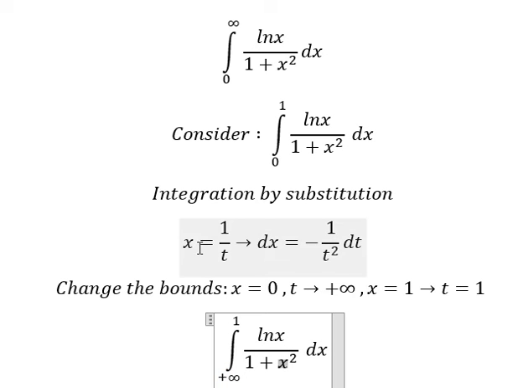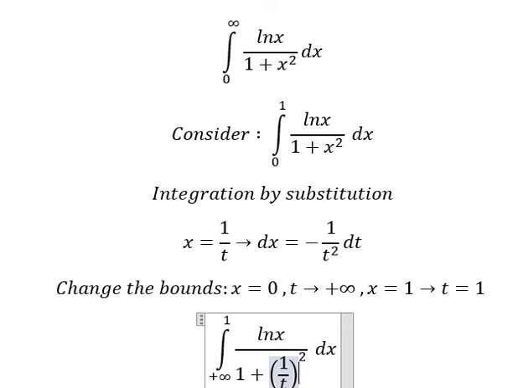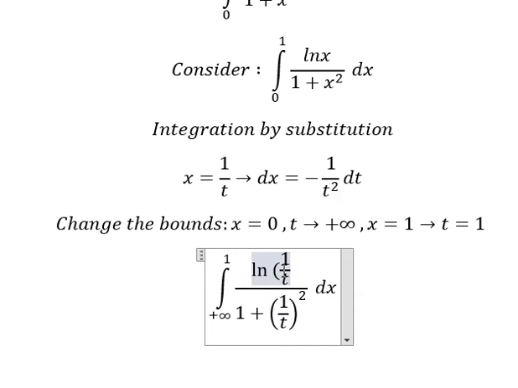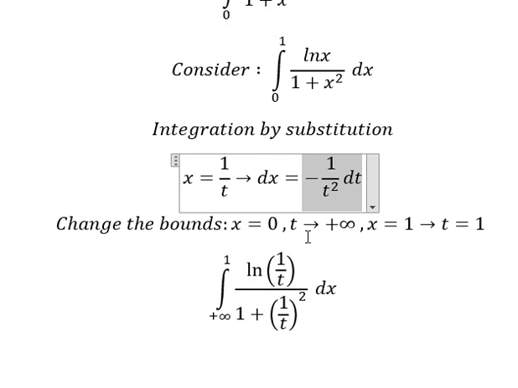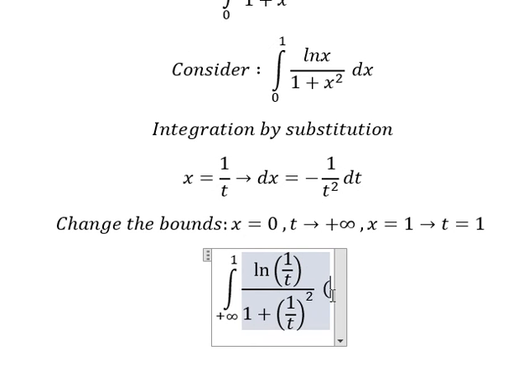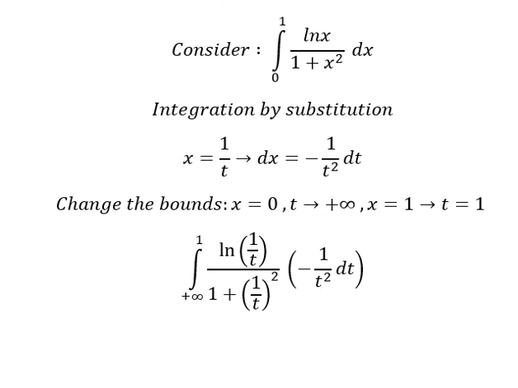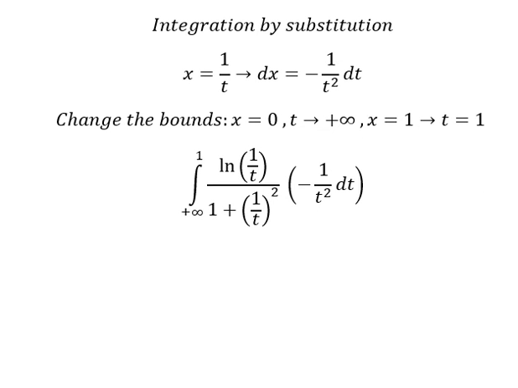This one we change to 1 over t. Similar for this one. The s we change to this one. Next we have the formula in here.